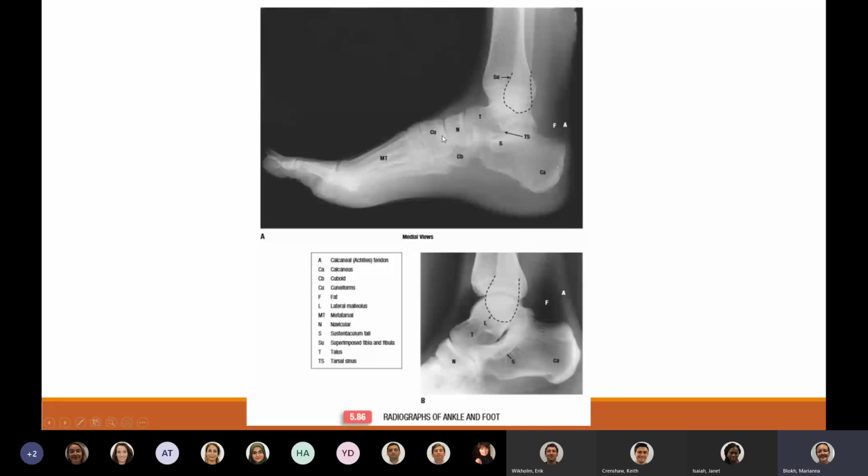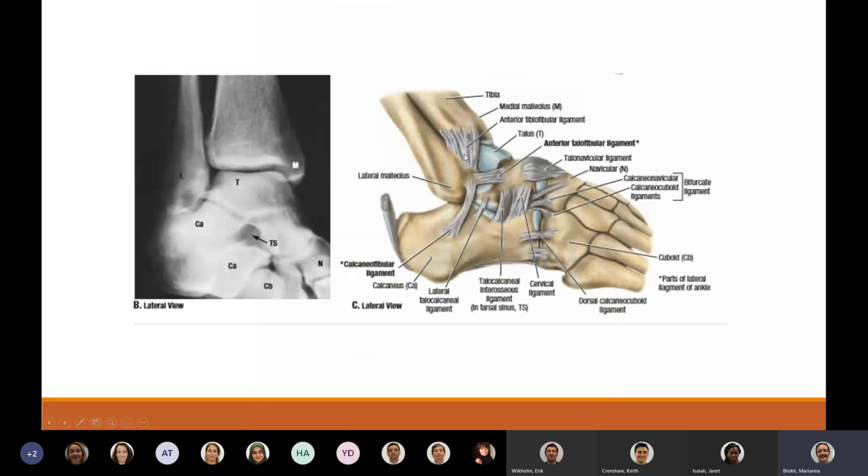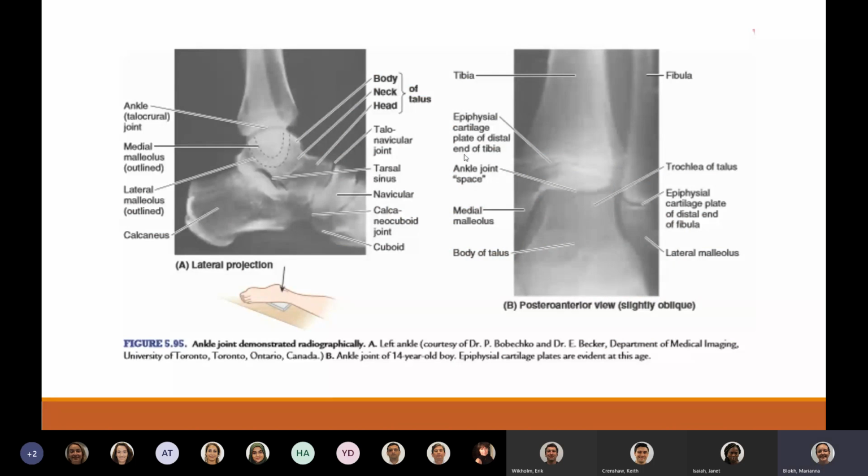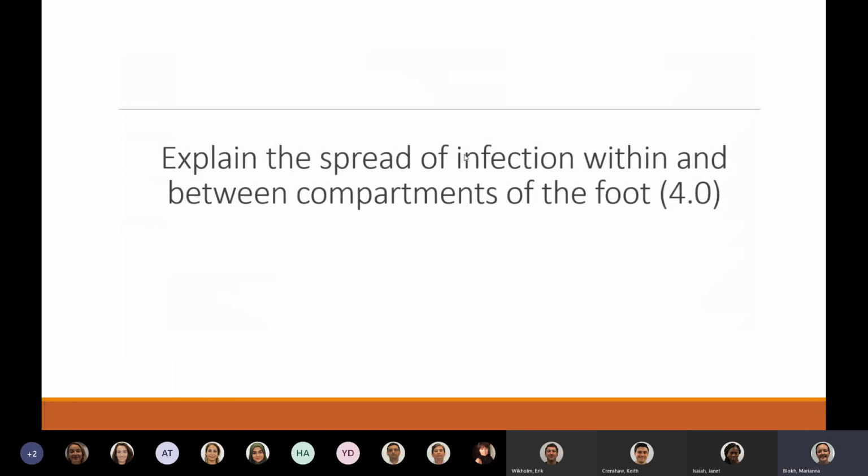That's why we take different views on x-rays. Or they could point to this. Or this one, for example, is sometimes unclear, but this is the calcaneus, and this is the cuboid. So they could just point and ask. Same thing, they could give you an ankle view and ask what it is. Same thing here. Some examples.